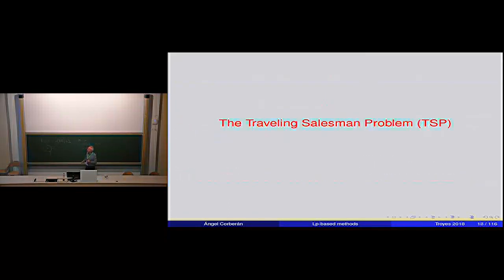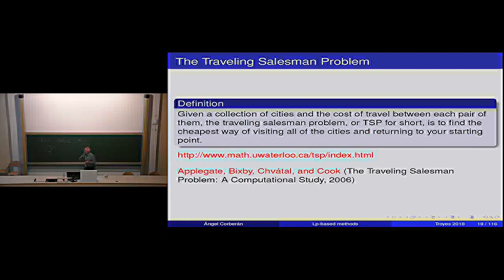Okay, let's start with the TSP. Just a few things. This is the definition that is taken from this web page I mentioned to you before at the University of Waterloo and is maintained by Bill Cook. Given a collection of cities and the cost of travel between each pair of them, the traveling salesman problem is to find the cheapest way of visiting all the cities and returning to your starting point.